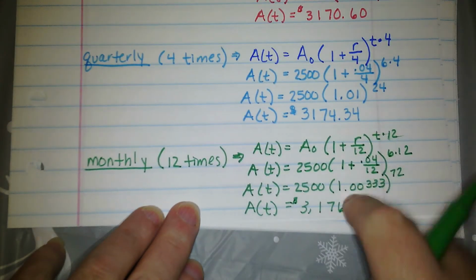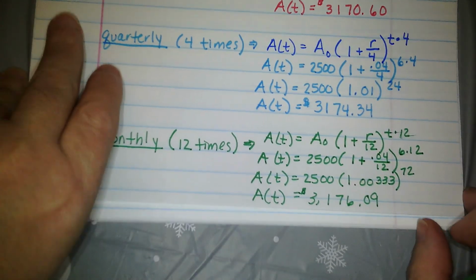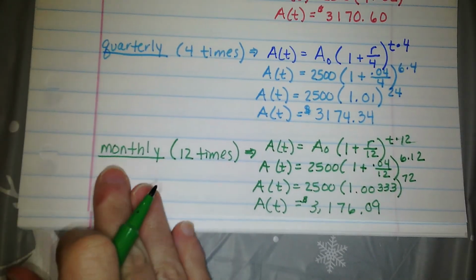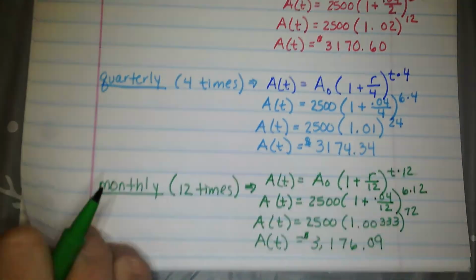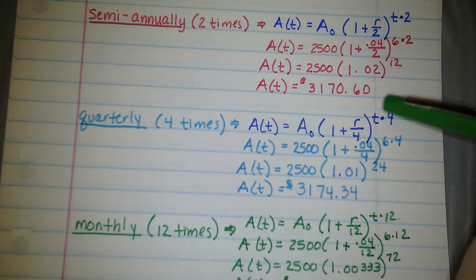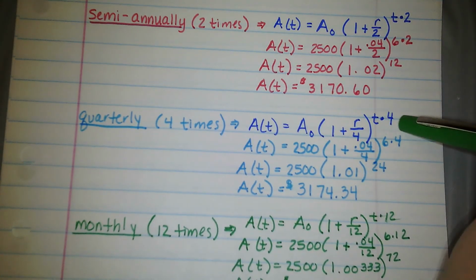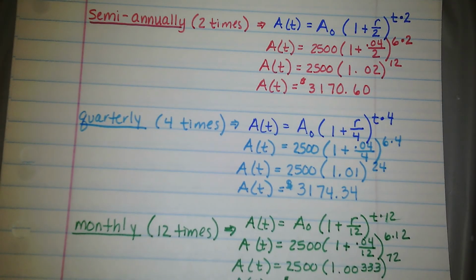Kind of expected that to be a little bit more. That's whatever. All right. So that's pretty much how you do it. The two things that change again is going to be your rate. You have to divide by the number of times. And your time, you have to multiply by the number of times. So make sure that you're doing that as we do the next few questions.